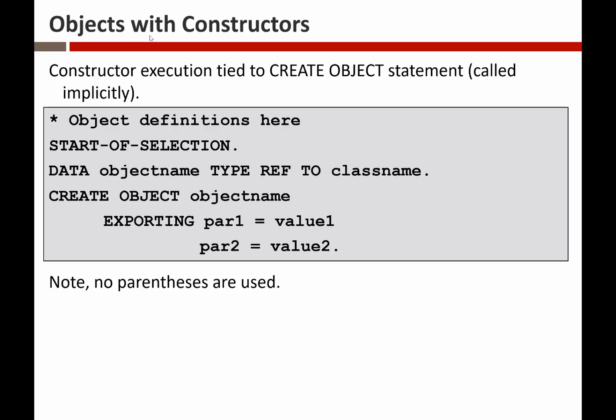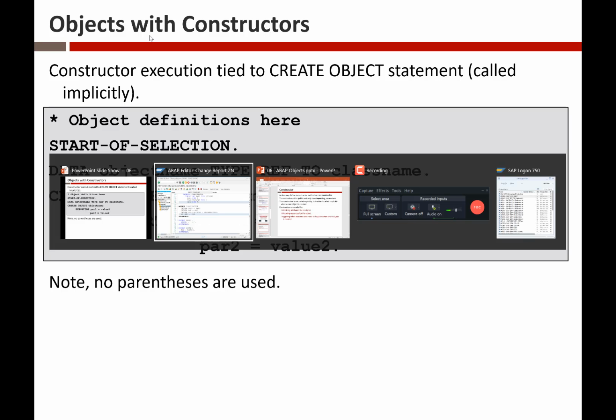and then we specify the values for each of the parameters. Notice there's no parentheses used in any part of this statement. So that makes this look really, really weird as a call to a method. But in fact, this is the call to the method for the object creation, the constructor.